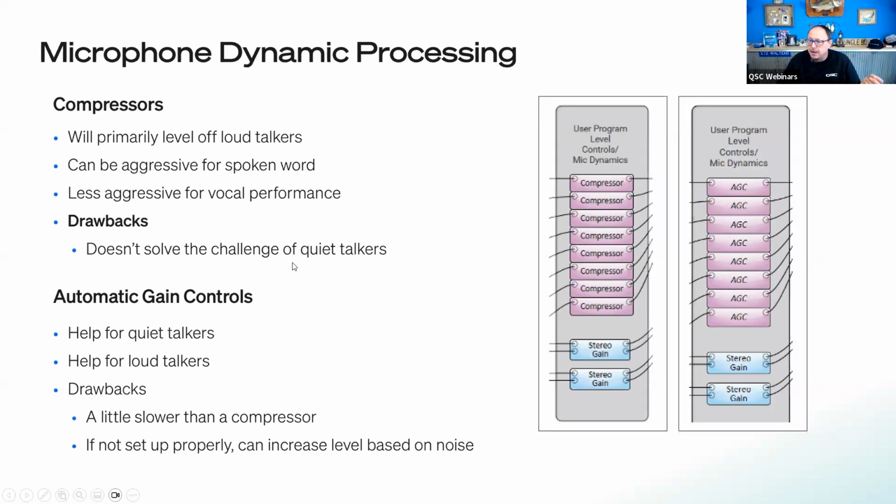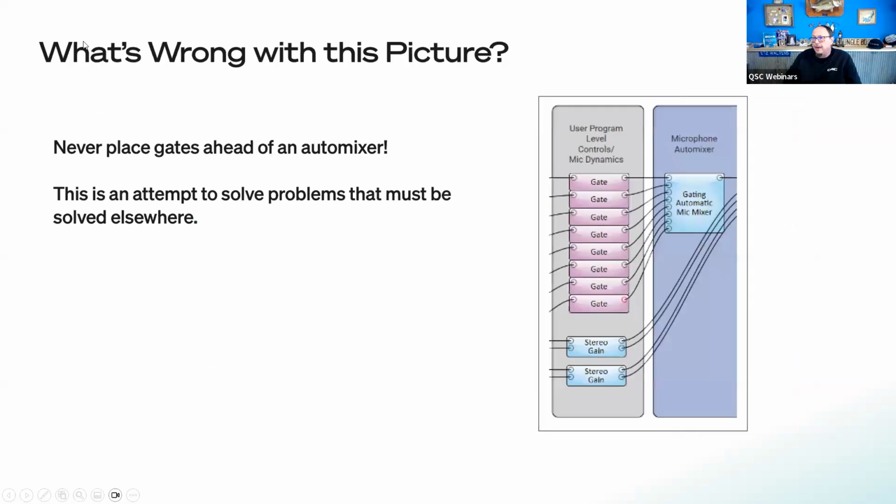AGC helps for quiet talkers. You need to be pretty efficient with how you use it, and it will help for loud talkers. Now, there are some guidelines in there. I think somewhere in 4 to 6 dB is about all of the amount of swing of gain that you want to add or subtract. You start getting outside of that realm and they'll run away with themselves, because they'll be like, oh, it's not loud enough, and it'll keep turning up too much. And it works slower than a compressor. And if not set up, it will continue to raise its level based on noise that's in the room. So those are some things to think about there.